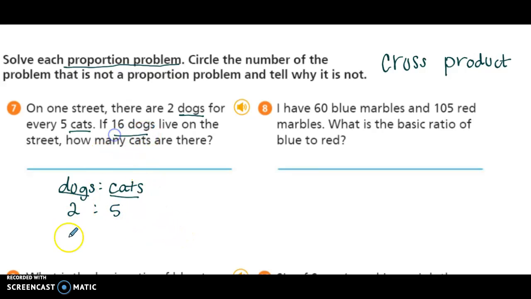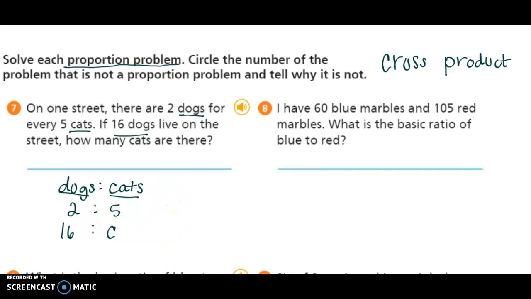There are 2 dogs for every 5 cats on the street. If 16 dogs live on the street, how many cats are there? Okay, so this is the question we're looking for here. I'm going to start making this look a little more like middle school math in my notation. And I'm going to put a variable there, an unknown amount. We're looking for how many cats, so I'm going to give it the letter C for cats.